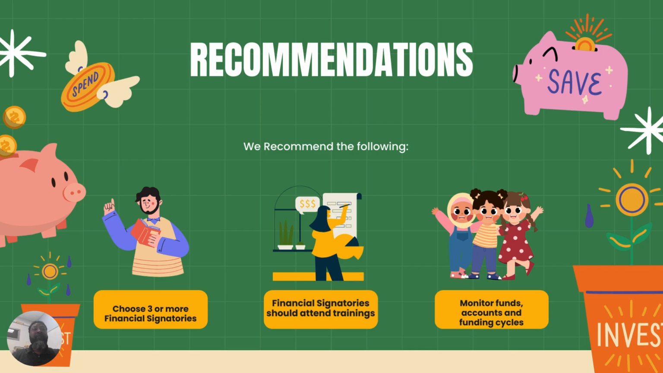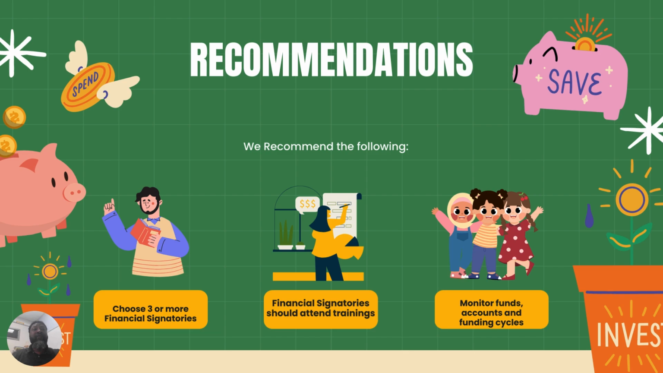Our recommendations would always be to have three or more financial signatories. You can never have too many, but you can definitely have too few. Reason being is you want to make sure that if you have a reimbursement for yourself, you are not able to approve that. So you want to have somebody else available and ready to approve a reimbursement for yourself.